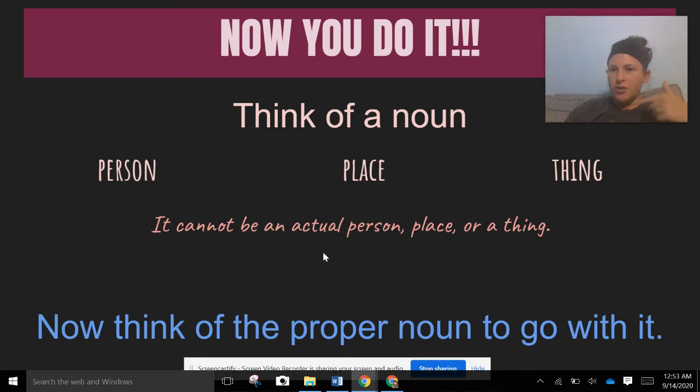All right, so now that you have one in your head, make sure it cannot be an actual person, place, or thing. So if you said Miss Ramos, you can't use that because that is an actual person. That's a proper noun. I want just a normal noun. So if you want to use Miss Ramos, then your regular noun would just be teacher or girl because both of those would describe her just as a noun. Okay, so think about that again. Miss Acton has hers.